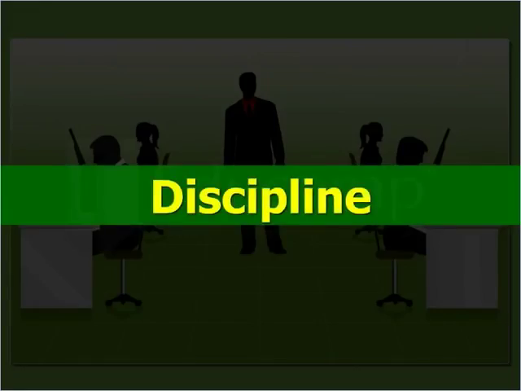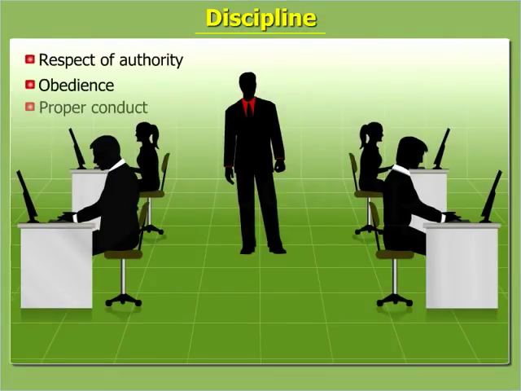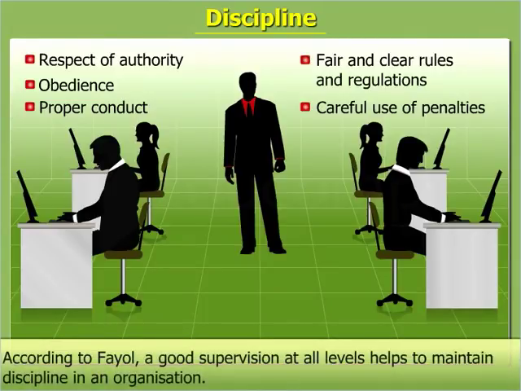The third principle of management is discipline. A good discipline is required at all levels for the smooth functioning of an organization. It includes respect of authority, obedience, proper conduct, fair and clear rules and regulations, and careful use of penalties. According to Fayol, a good supervision at all levels helps to maintain discipline in an organization.